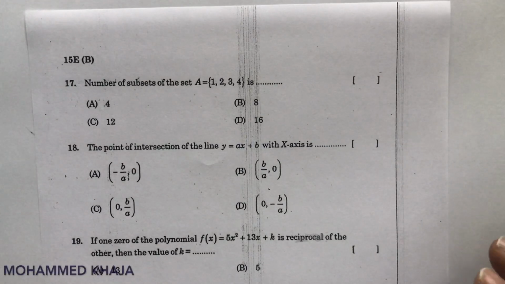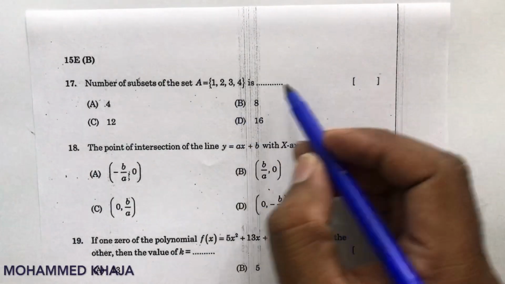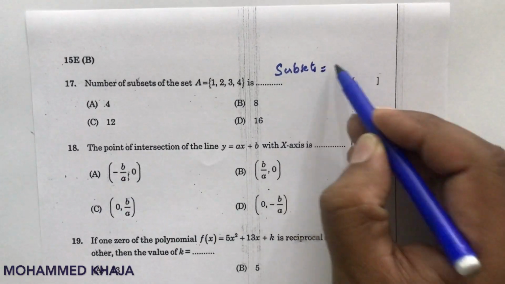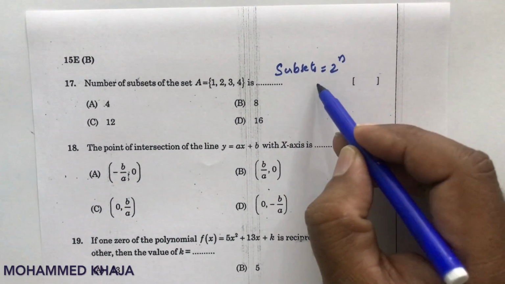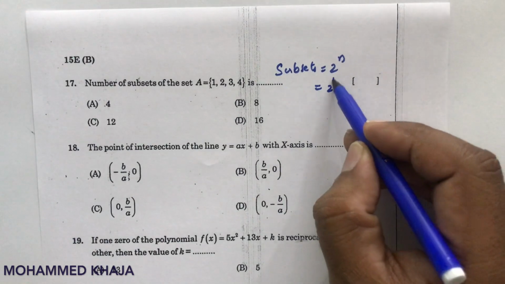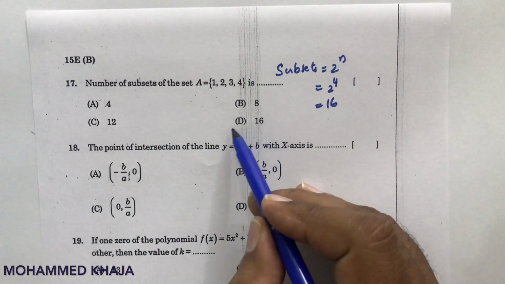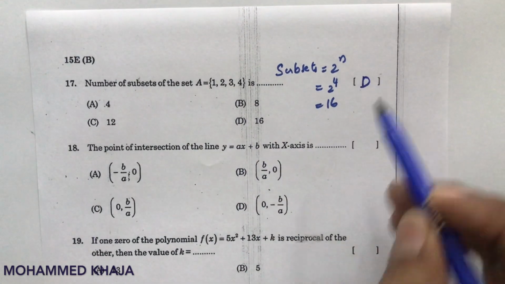Number of subsets of A, {1, 2, 3, 4}. So number of subsets, the formula is like 2 power n, n is number of elements in a set. There are 4 elements. So 2 power 4, that is 16. So number of subsets is 16. So correct option is D.